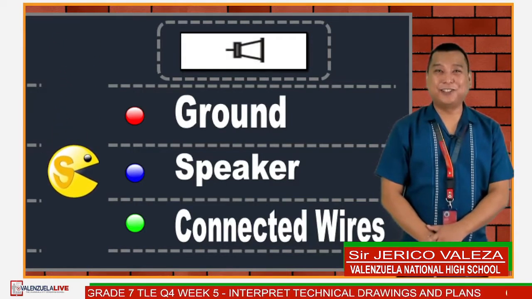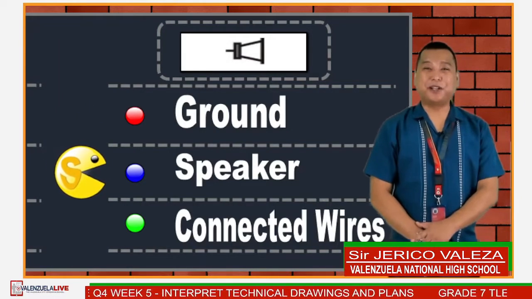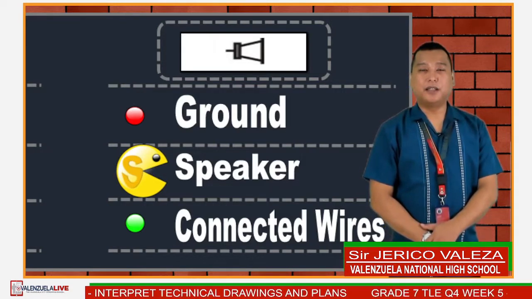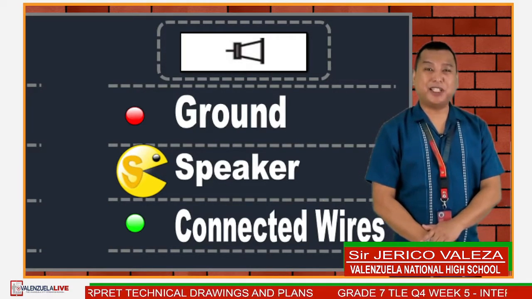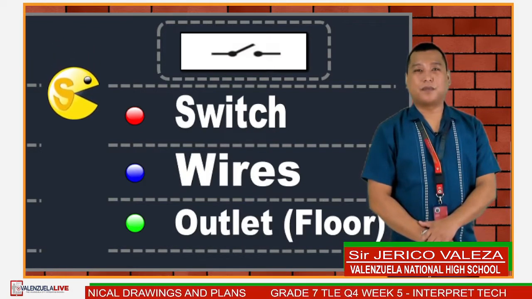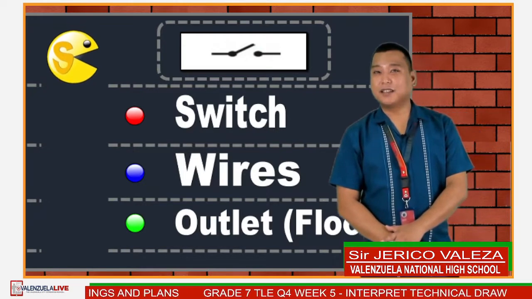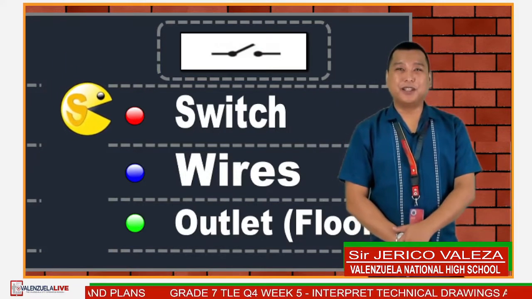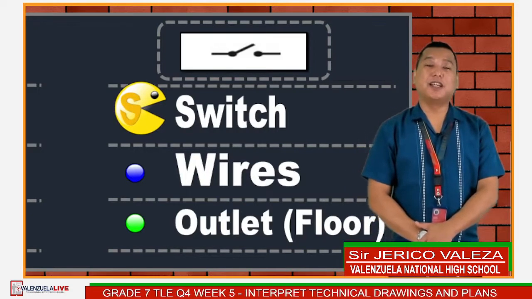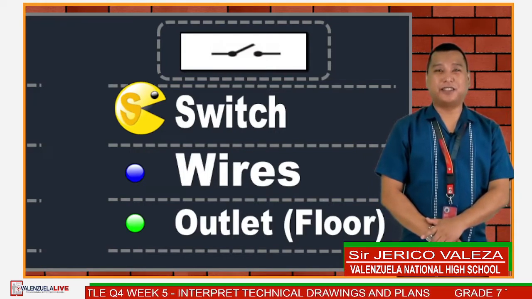What is your answer, learners? Magnifico. Speaker. What is the function of a speaker? It converts electricity to sound waves. Next. Very good. Switch. What is the function of a switch? It connects and disconnects the current.